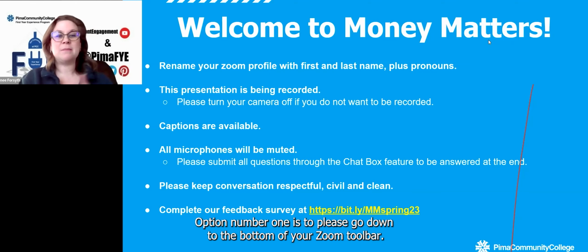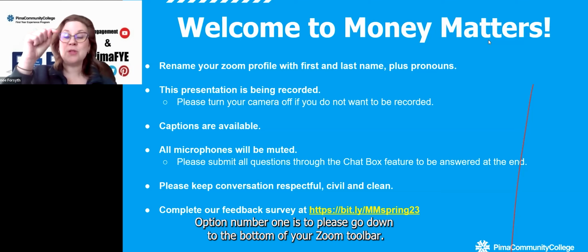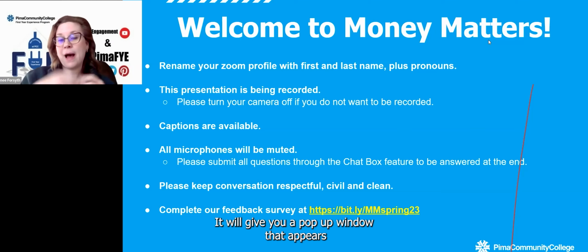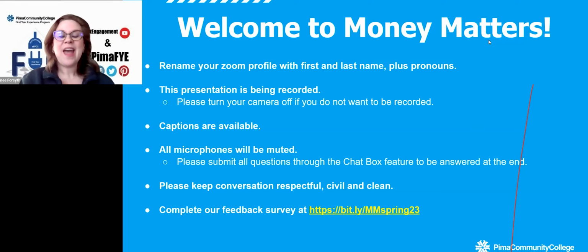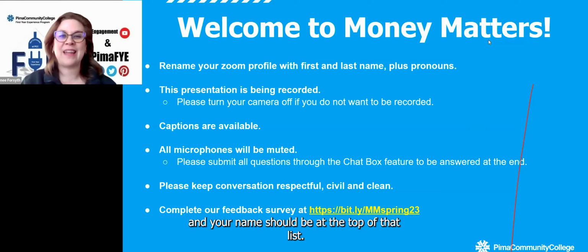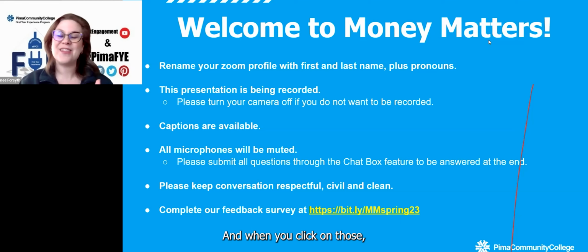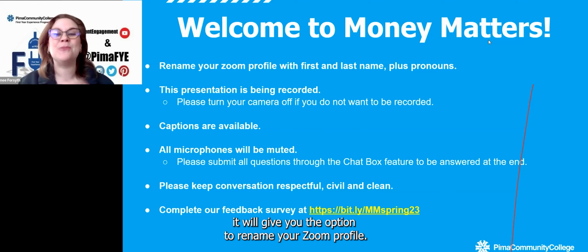Option number one is to please go down to the bottom of your Zoom toolbar, click on the Participants tab. It will give you a pop-up window that appears, and your name should be at the top of that list. Hover your mouse next to your name and you should see 3 little dots appear. And when you click on those, it will give you the option to rename your Zoom profile.